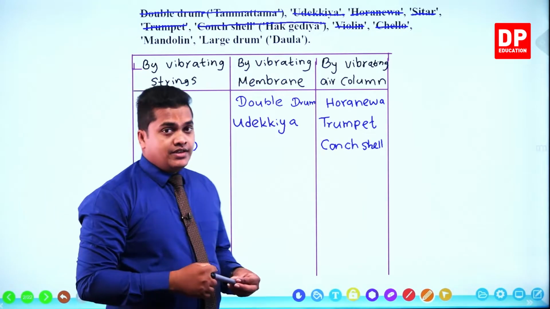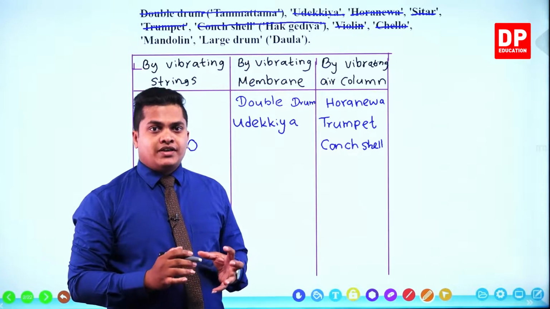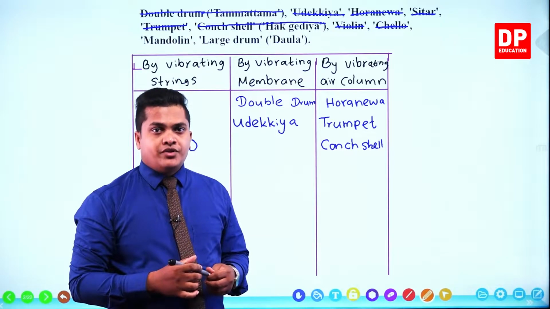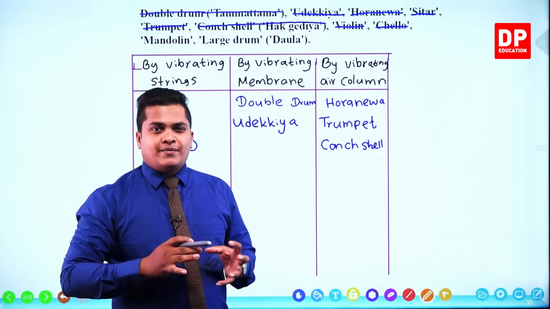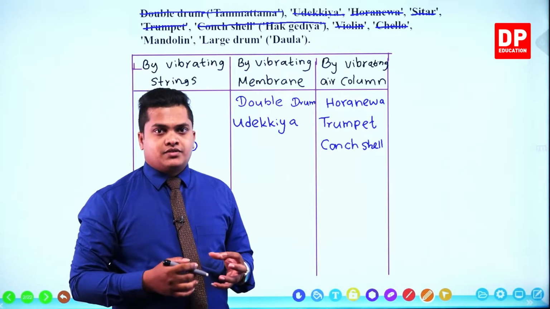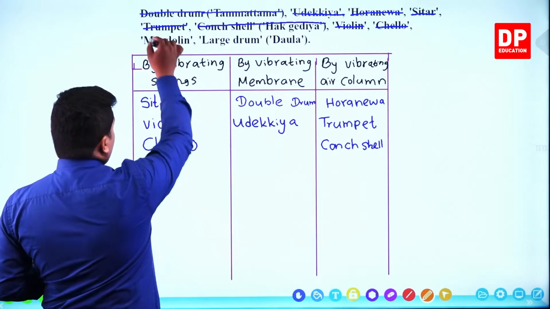Then the mandolin. Mandolin also produces sound by the vibration of strings. It's also like a type of guitar, right? Like a type of guitar. It produces sound by the vibration of strings. So the next one is mandolin.